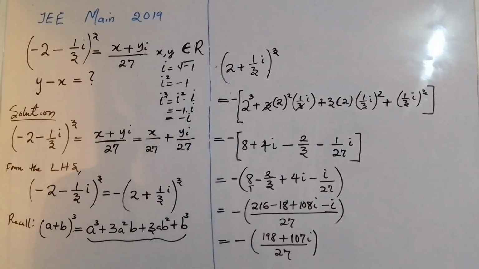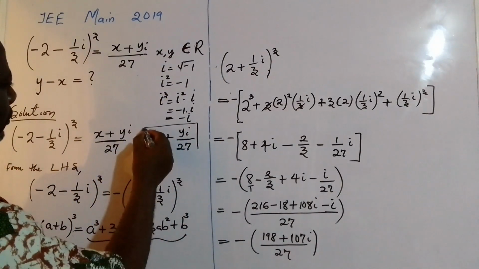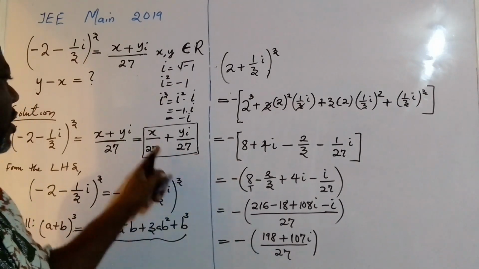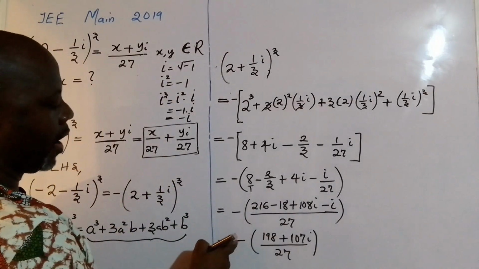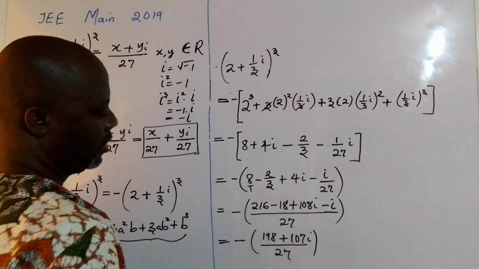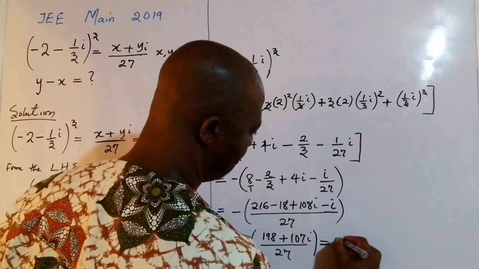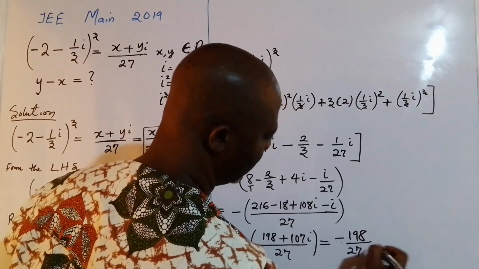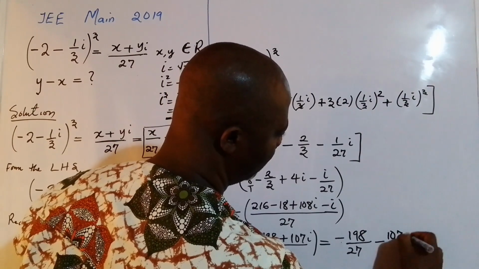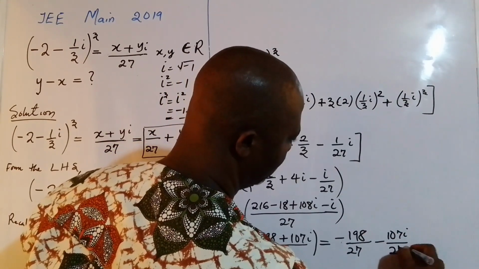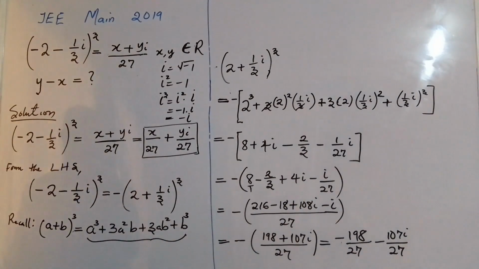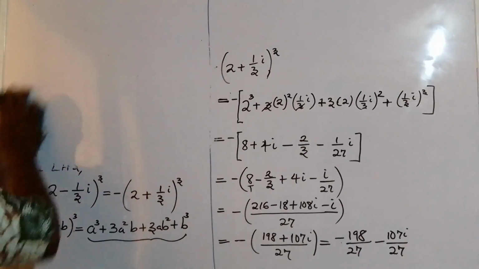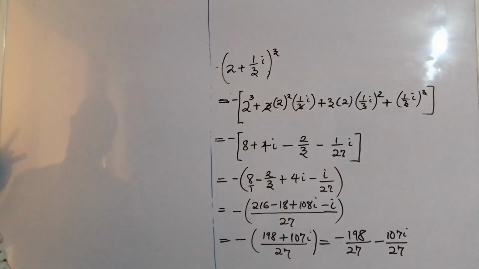Okay, so we need to do something further here. Don't forget this part. So I'm going to go ahead and express this in this format, whilst opening up the bracket with the minus. So I'm going to have minus 198 over 27, minus 107i all over 27. So let's move over to this part, let's come over here. So let's compare things.